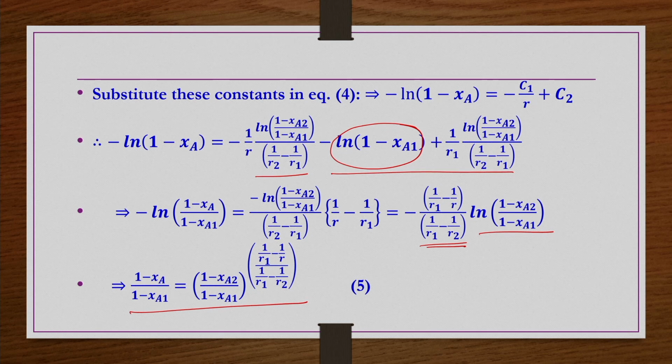Now, if you want to know the flux, you have to obtain dXA by dr, because in the NAR expression we have dXA by dr.